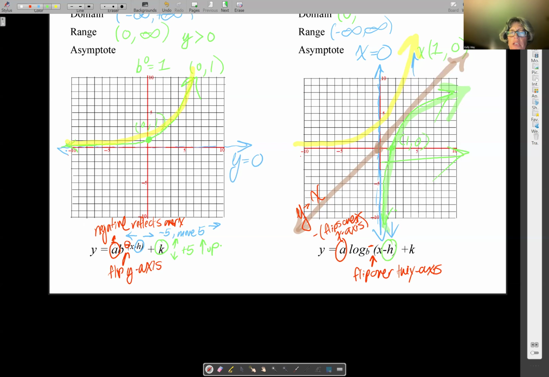Shifting left to right is the h. And again, it's opposite. So if you have a -5, it shifts 5 units to the right. K stays exactly as it is. It's up or down. So if there's a +5 there, it's going to go 5 units up. So those are your transformations of the basic exponent and transformations of the basic logarithm.